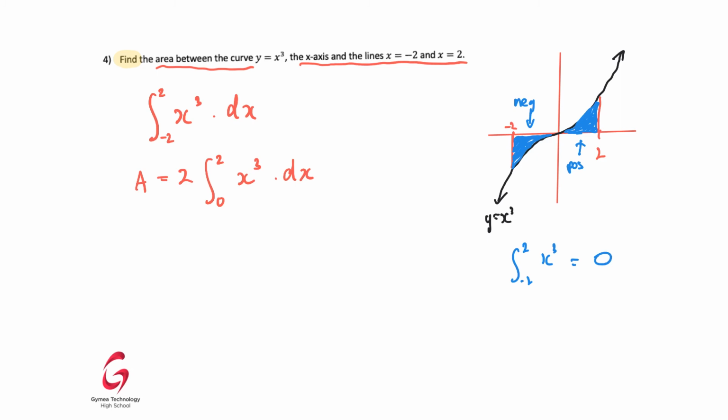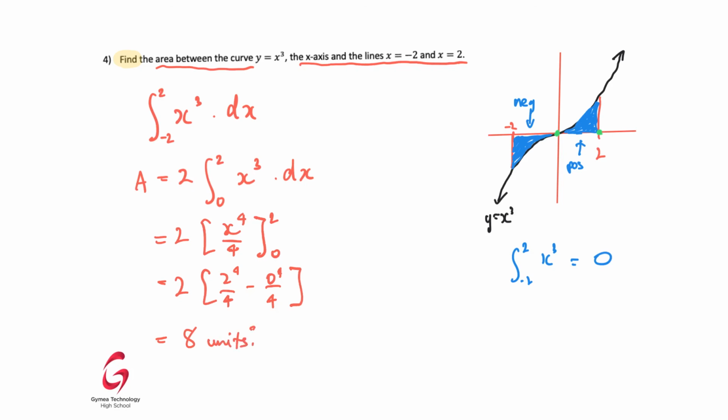Okay, so all we're going to do is find the area between here and here and double it. Okay, so double that area between 2 and 0. So it's 2 lots of 2 to the power of 4 on 4 minus our 0 to the power of 4 on 4. All right, and we go to our calculators. And it gives us an answer of 8 units squared. All right, all this means is each of those individual blue areas would have been 4 units each, except this one on the left, between -2 and 0, would have come up in the calculator as -4.